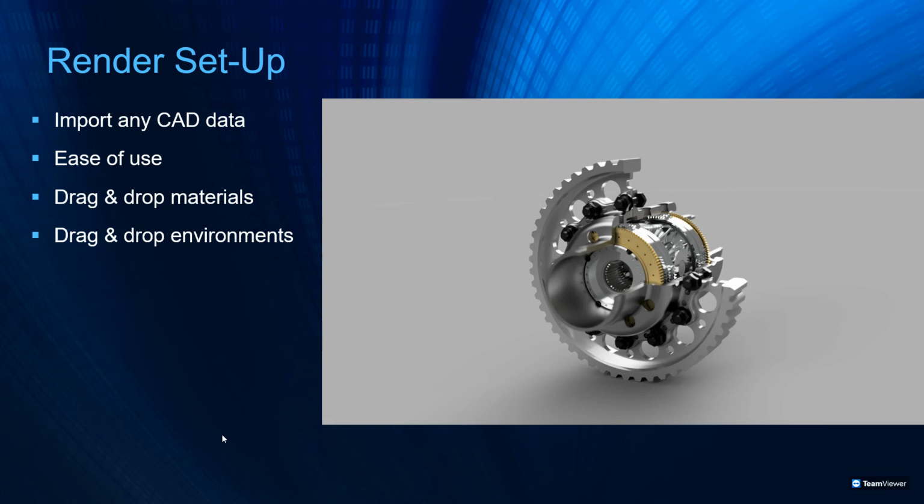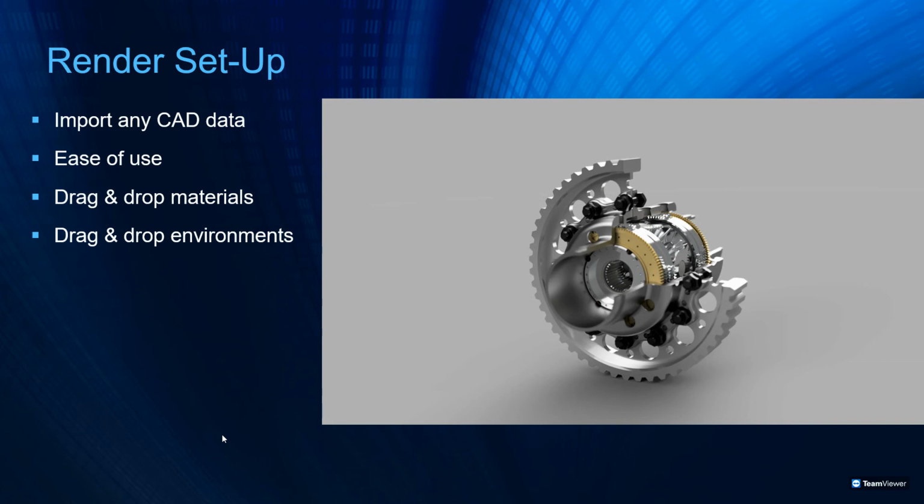So import your CAD data. It's easy to use. Drag and drop your materials and drag and drop your environments. With any rendering, the important things to think about are obviously your materials, but with Autodesk, they've got you covered. They've pre-set up all the materials for you, or most of them, unless you want to do your own custom materials. And then lighting.